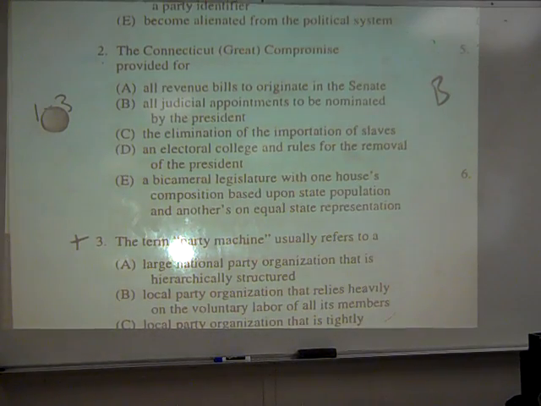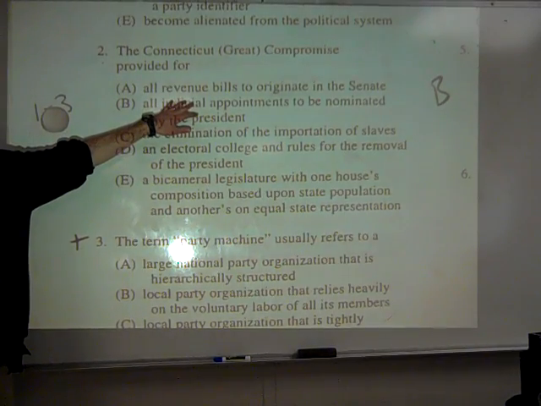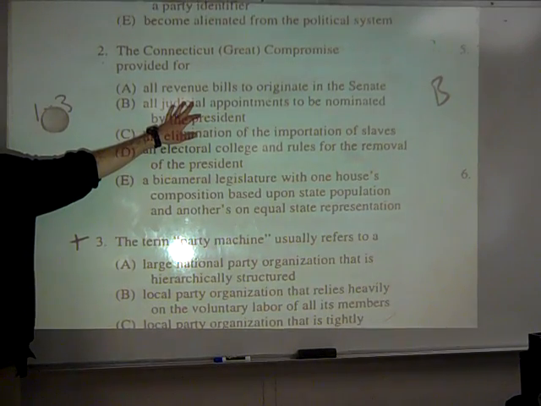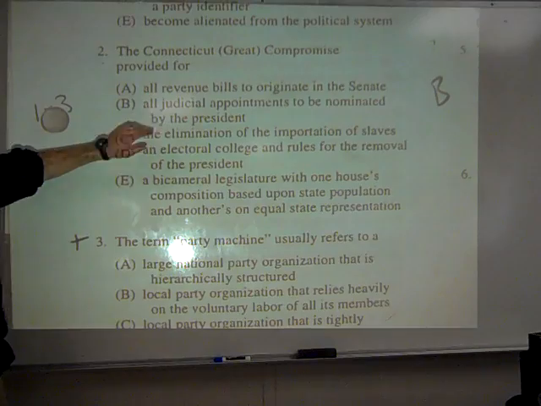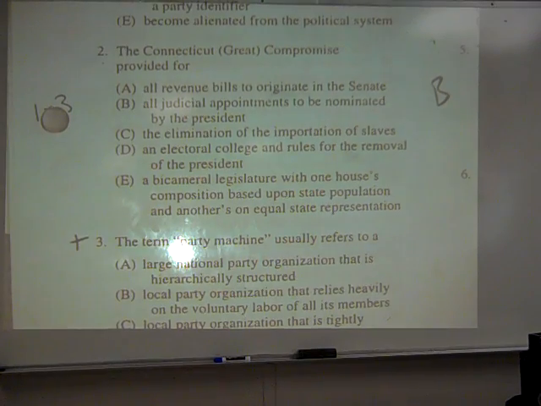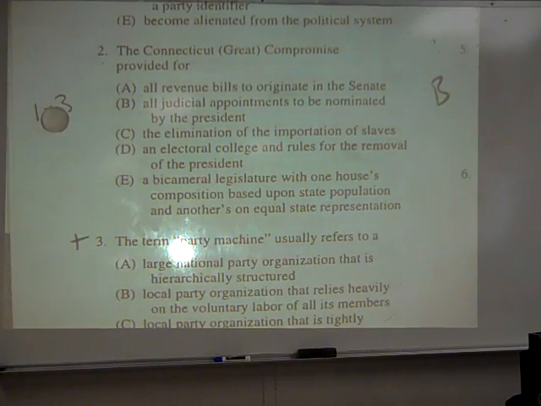So let's go through the answers and see if there are any that are deceptive or problematic. All revenue bills originate in the Senate. Revenue is code word for tax, right? That's how the government makes revenues. So this is wrong on its face. All revenue bills have to start in the House, the chamber closest to the people. They're the ones getting taxed. All judicial appointments to be nominated by the president. That's true. That's not the right answer. The elimination of importation of slaves. They definitely avoided that issue. That's why we had to fight a civil war. Of course, we might not have had the Constitution if they had directly addressed slavery.